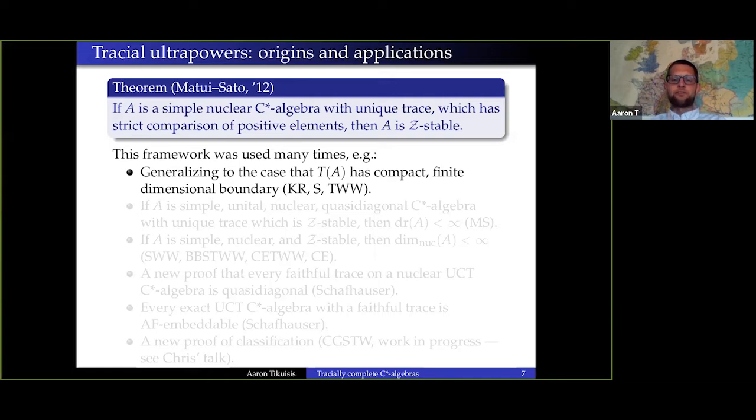So compact extreme boundary is this condition that it's a Bauer simplex that Matt was talking about. But then on top of that, we need to say that the extreme boundary is finite dimensional.